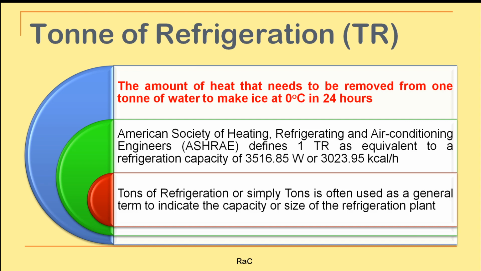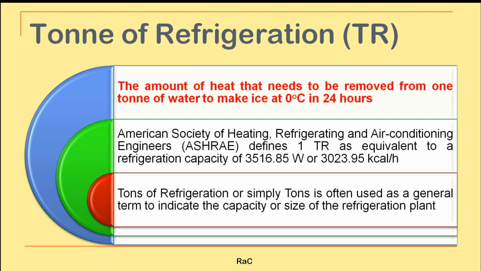ASHRAE, the American Society of Heating, Refrigerating and Air Conditioning Engineers, defines 1 ton of refrigeration as equivalent to a refrigeration capacity of 3.516 kilowatts, or 3,024 kilocalories per hour. So tons of refrigeration are simply tons. We can write tons as TONNE or TON depending on whether it is American English or British English. It is often used as a general term to indicate the capacity or size of the refrigeration plant.